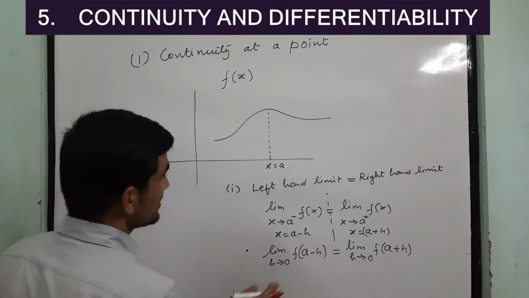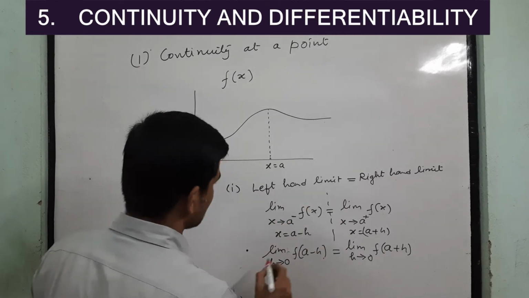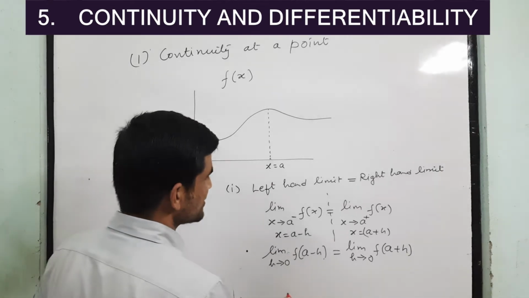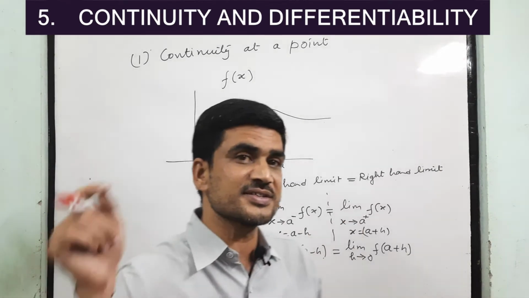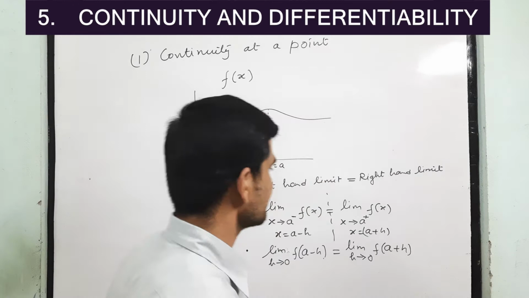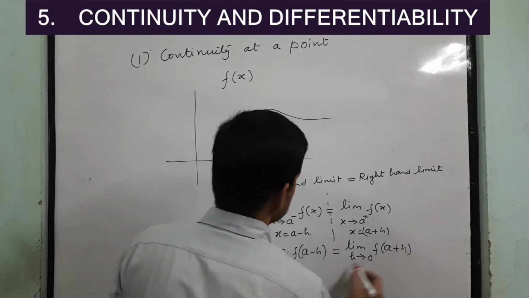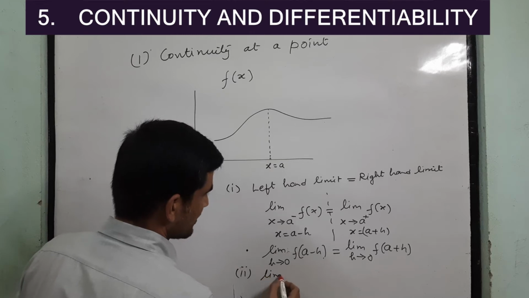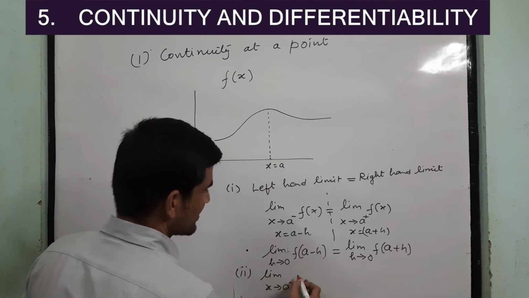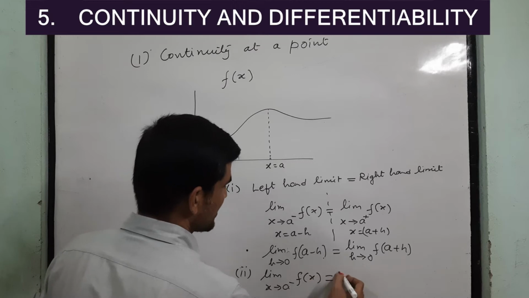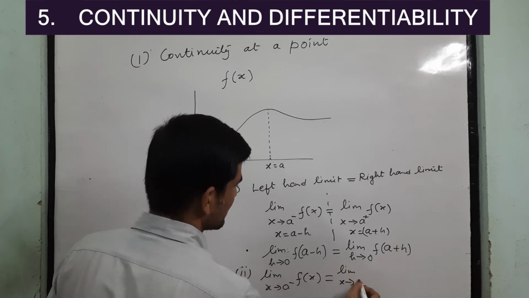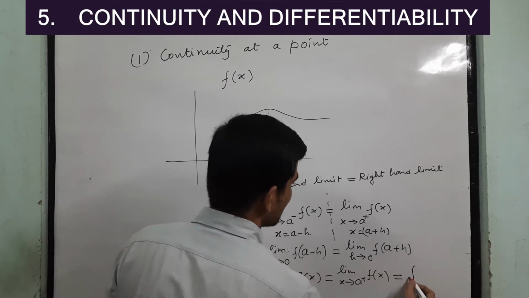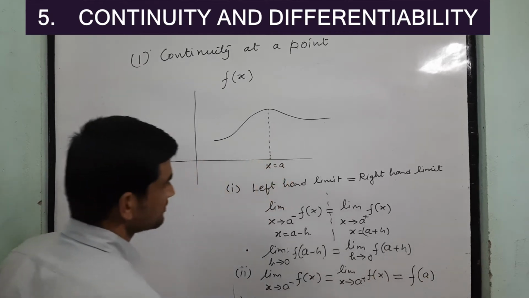And the second condition: these should be equal to what? The left hand limit and right hand limit of the function must be equal to the value of the function at that point a. That should be equal. This limit as x tends to a, this is the left hand limit, must be equal to the right hand limit, and this is equal to f(a). Clear?